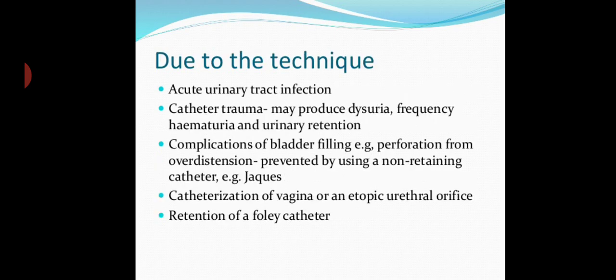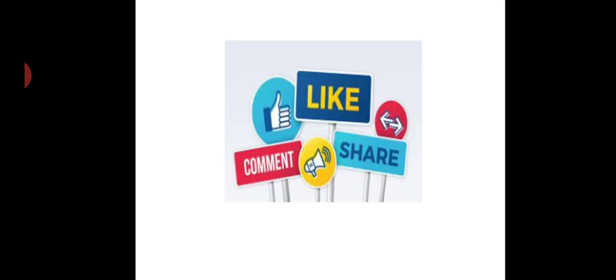There are some complications which are due to the technique, that is acute urinary tract infection, catheter trauma which may produce dysuria, frequency, hematuria and urinary retention. Then complications of bladder filling, for example perforation from overdistension, prevention by using a non-retaining catheter, for example Jacques. Then catheterization of the vagina or an ectopic urethral orifice. Then retention of a Foley's catheter.